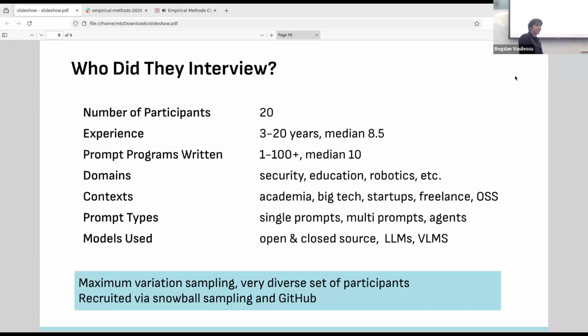I mean, notably missing is 0 prompts, which I guess you can't study. But maybe asking why people have never tried it would be interesting. And median 10. So I think there were some prompt programming experts maybe, but I think that 10 is not a huge number. They had a really wide range of domains and contexts. And then they tried to get a good variety of prompt types and models used.